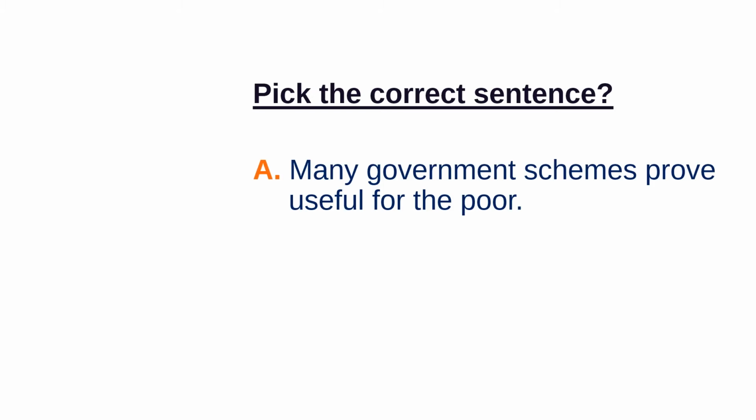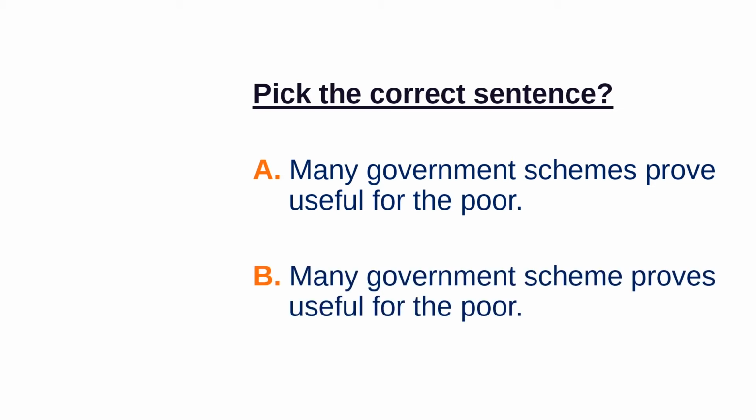The first pair is, here it comes. Sentence A. Many government schemes prove useful for the poor. Sentence B. Many government scheme proves useful for the poor. I repeat, Sentence A. Many government schemes prove useful for the poor. Sentence B. Many government scheme proves useful for the poor. Think about it. Which one do you feel is correct and why?